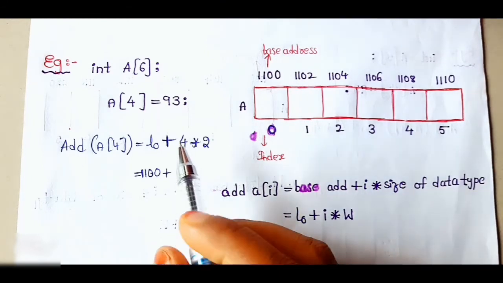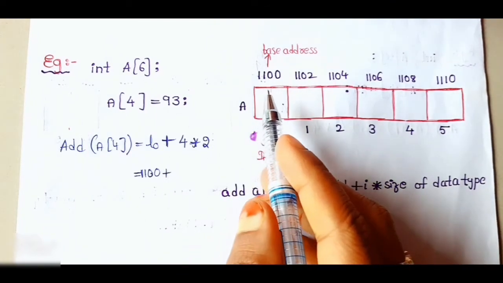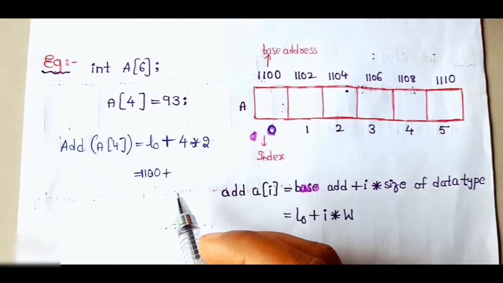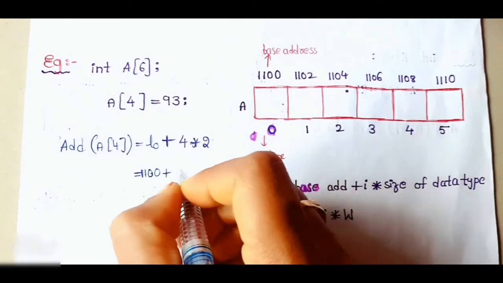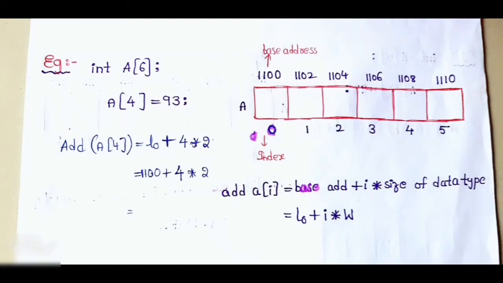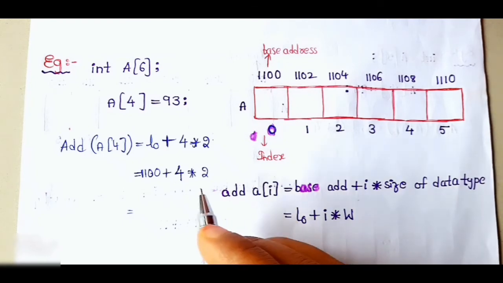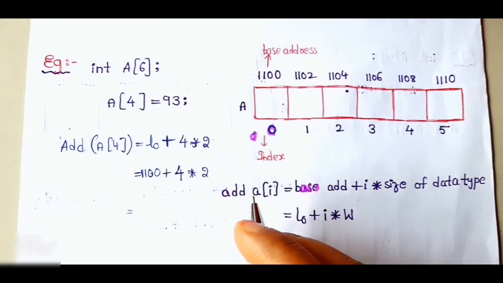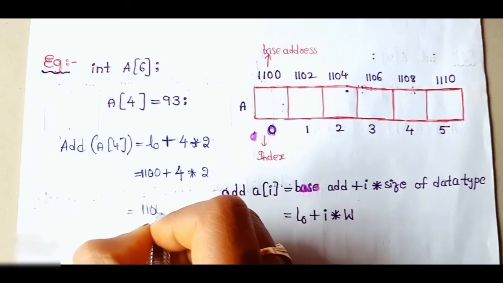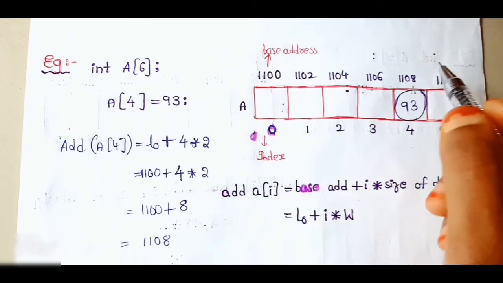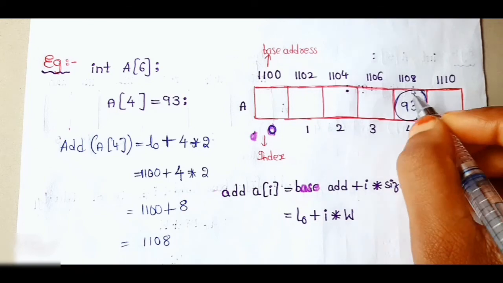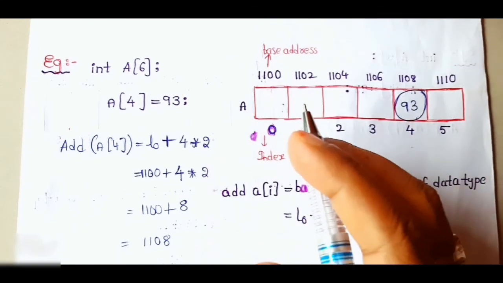So apply here. L0 is the base address, the starting address 1100. 1100 plus I is the index element, that is 4, into the size of the data type, that is W. The W value is 2 because I have used the data type as integer. So 1100 plus 4 into 2, 4 twos are 8. 1100 plus 8 equals 1108. The address is 1108. In this, the value 93 will be stored. So this is how a single-dimensional array can be stored.